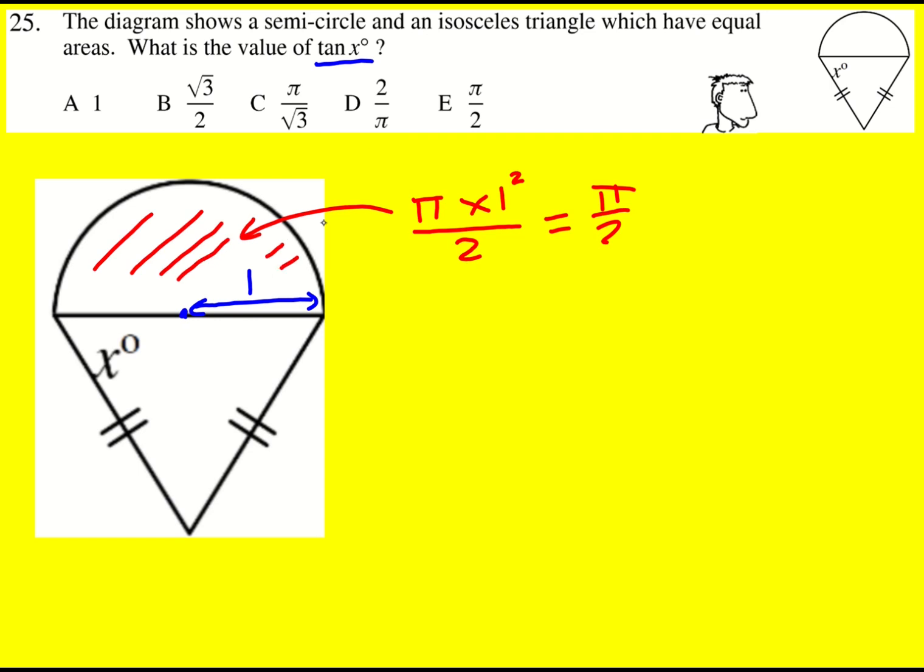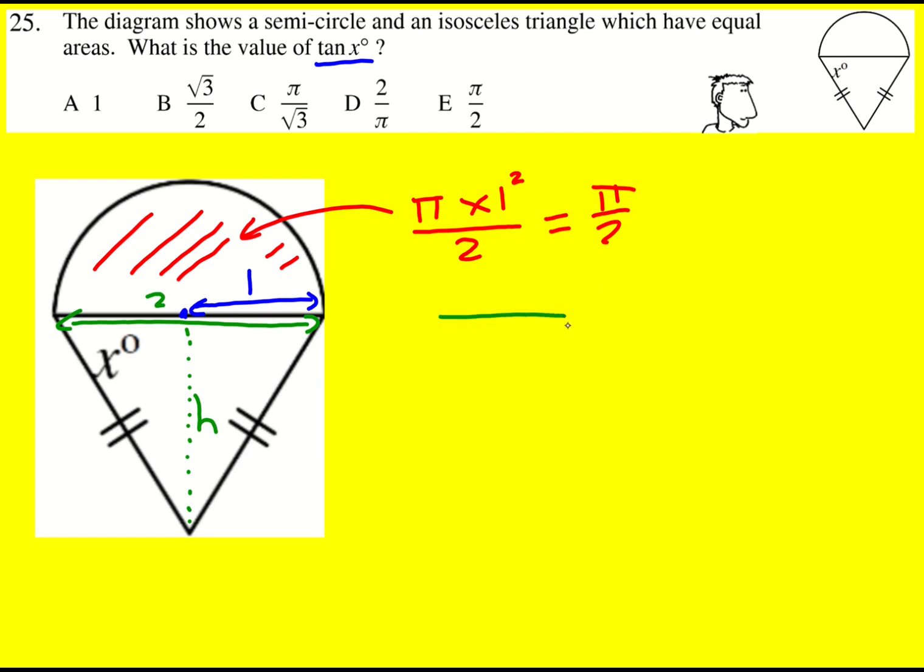Okay, I'm off to a good start for the semicircle. Right, now I can focus on the triangle. So if that's 1, then the whole length here is 2. And then I'm going to introduce the height, which I'm going to call h.